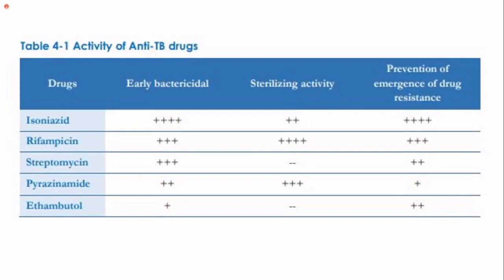If you look at all the key medicines, leaving streptomycin out: isoniazid, rifampicin, pyrazinamide, ethambutol. Early bactericidal activity will be there in isoniazid and rifampicin mainly. Sterilizing is mainly with rifampicin as well as pyrazinamide, and prevention of emergence of resistance mainly from isoniazid and rifampicin as well as ethambutol. That's the main reason why we combine this treatment with ethambutol, to prevent the resistance.